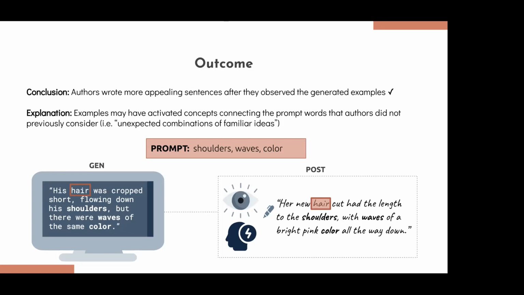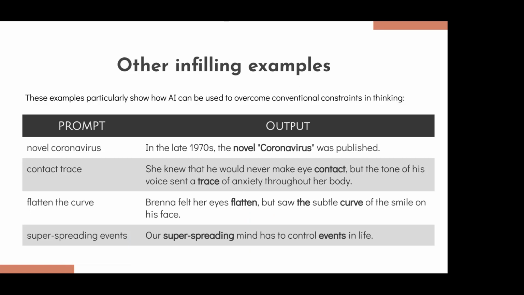So this qualitatively gives you a sense for how the generated text might have influenced people in a way that helped them write more interesting sentences ultimately. Here are some other examples from the infilling model that I find to be particularly interesting. These are not part of any particular experiment, but just some cherry-picked examples where the prompt is a term that, as a result of the COVID-19 pandemic, we're all pretty familiar with, these phrases on the left.